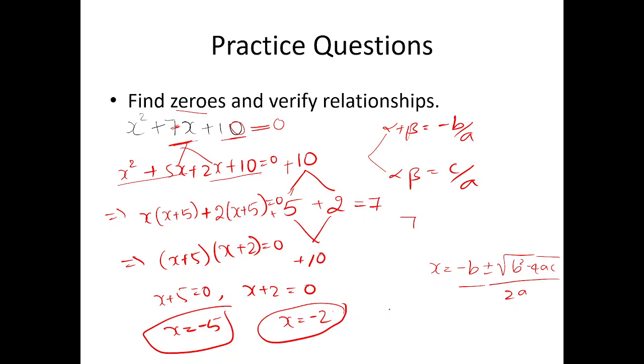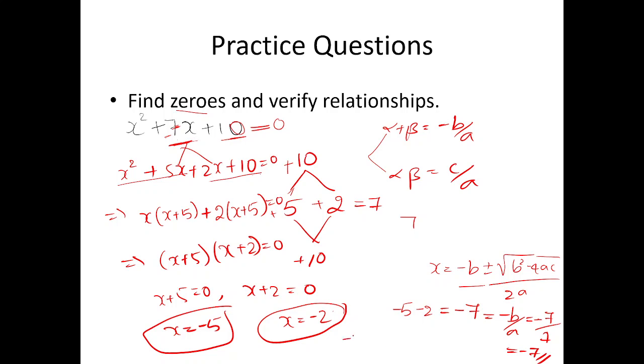Here the sum of zeros becomes minus 5 minus 2, which is minus 7. That is what? Minus b by a. Here minus b is what? Minus as it is, b is 7 and a is 1. See here, we got minus 7. Understood? This is a verification.